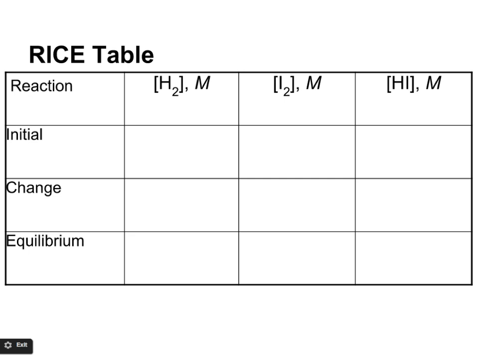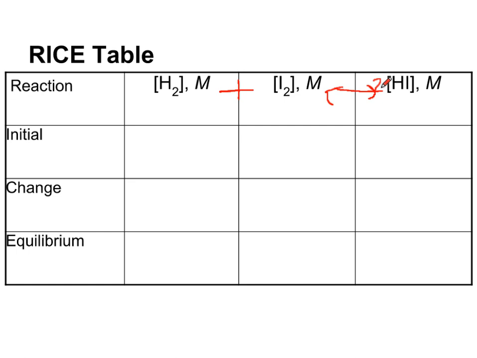So let's attack that problem from a couple slides ago. The reaction was hydrogen plus iodine yielded, and we'll use our double equilibrium arrow, hydrogen iodide. So there's my balanced equation. It looks a little bit ugly on this slide, but you get the general idea. H2 plus I2 yields 2HI.